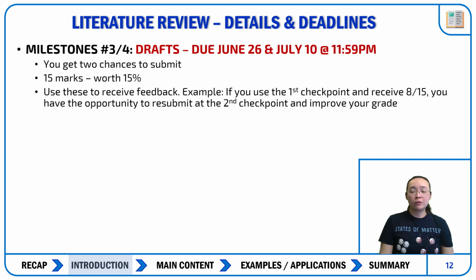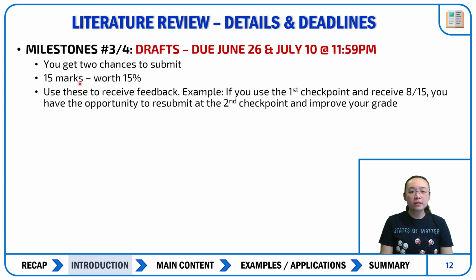There are then 2 milestones named number 3 and number 4. They're actually drafts of your literature review. They're due June 26th and July 10th. And this is a little bit different. You only need to submit it once to get your grades for this part. So essentially, if you have a draft and you submit it on June 26th and you get, let's say, 8 out of 15, then you have another chance to improve your draft and submit on July 10th and possibly get 15 out of 15. If you can't finish by June 26th and you don't have a draft in by then, whatever mark you get on your July 10th submission is your final mark for the draft portion. So you'll have 2 chances to submit.